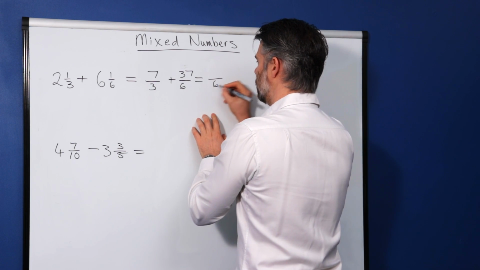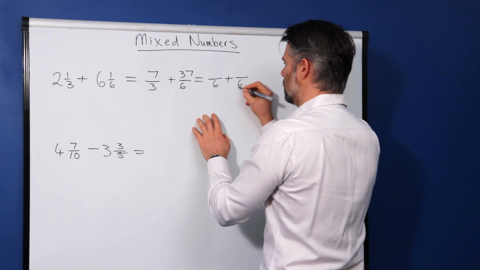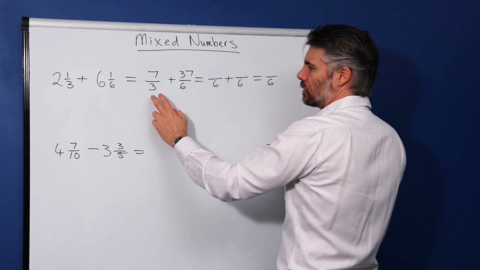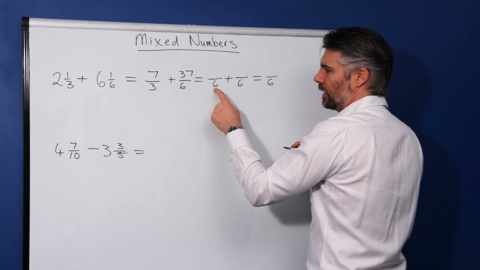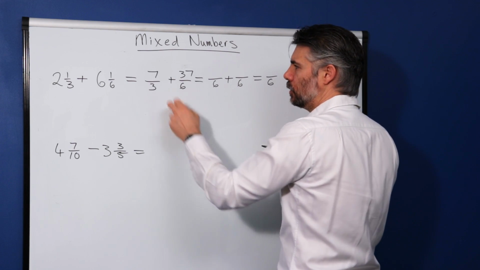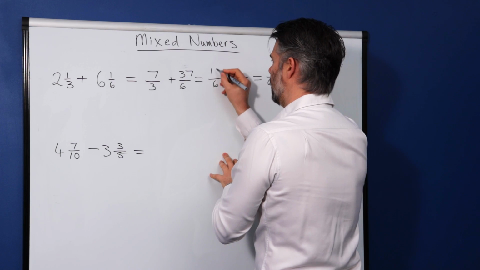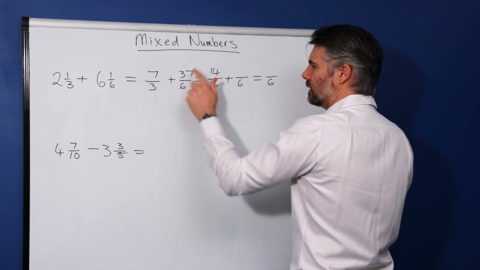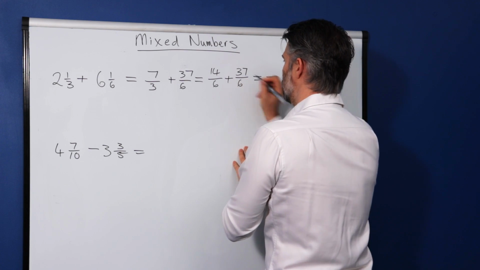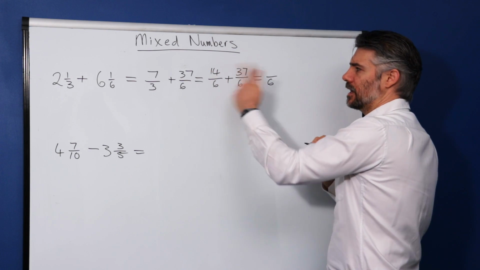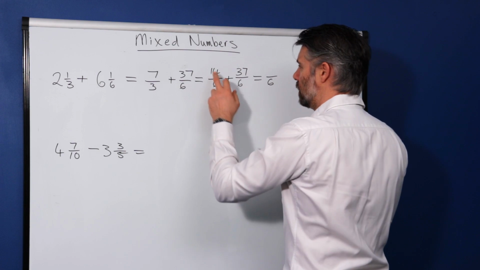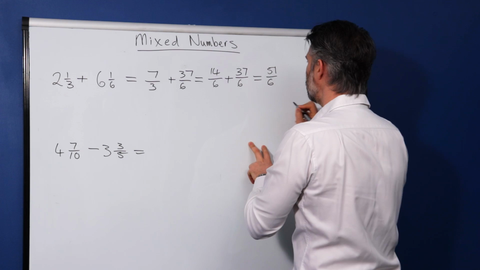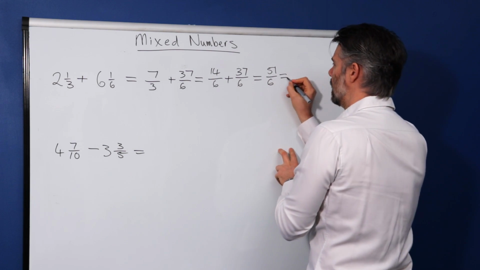So I'm going to say something over 6 plus something over 6 is equal to something over 6. What did I do to this 3 to make it 6? I multiply it by 2. So what do I do with the 7? I multiply that by 2 as well, and I get 14. This is already over 6, so I leave 37 the way it is. And now that the denominators are the same, I just add the numerators. 14 plus 37 is 51. So we get 51 over 6.